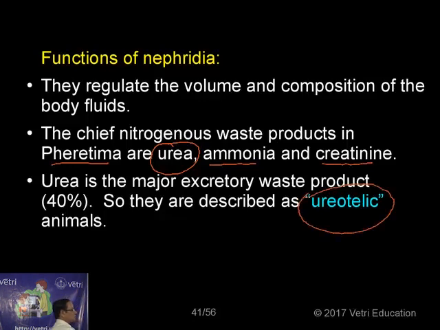So remember, this is one question. What is the major waste product? Though we have ammonia and creatine as I mentioned here, only in small concentration. So more amount of urea is present. So urea is the major waste product. Hence, Pheretima is called a ureotelic animal. Okay, remember the types of nephridia. The main function is that one. It maintains the composition of the body fluids along with the elimination of waste products in the form of urea. So nearly 40% of the waste product is in the form of urea. The remaining is the other components.